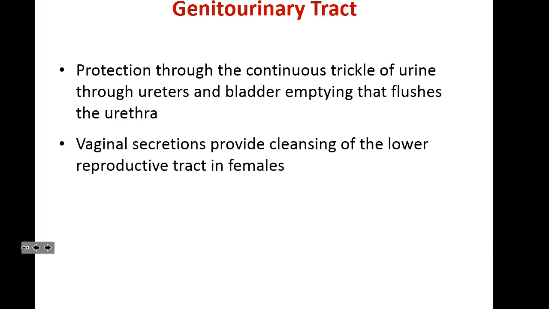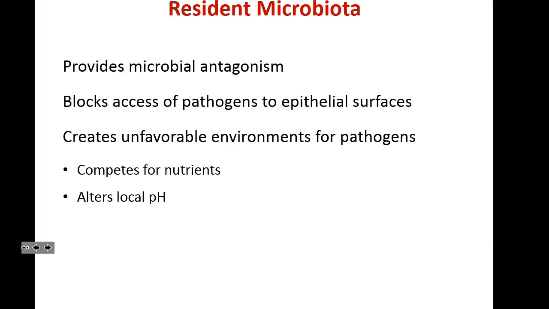Vaginal secretions provide cleansing of the lower reproductive tract in females. And back to our resident microbiota. What's the other kind that we can have? Resident means it lives on us. What is the other kind we call it? Transient.